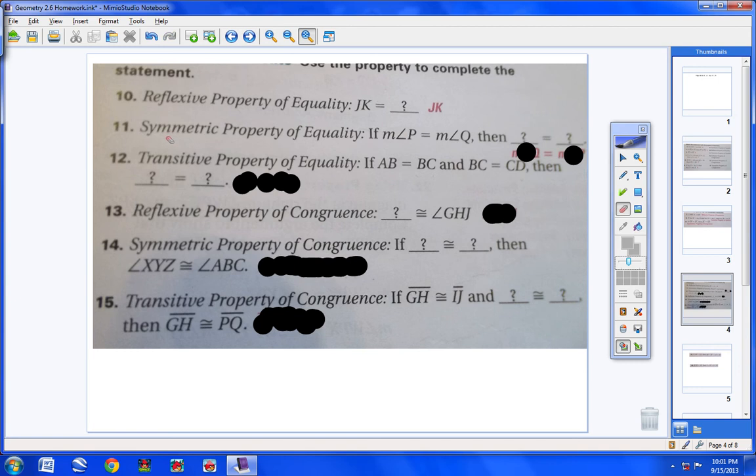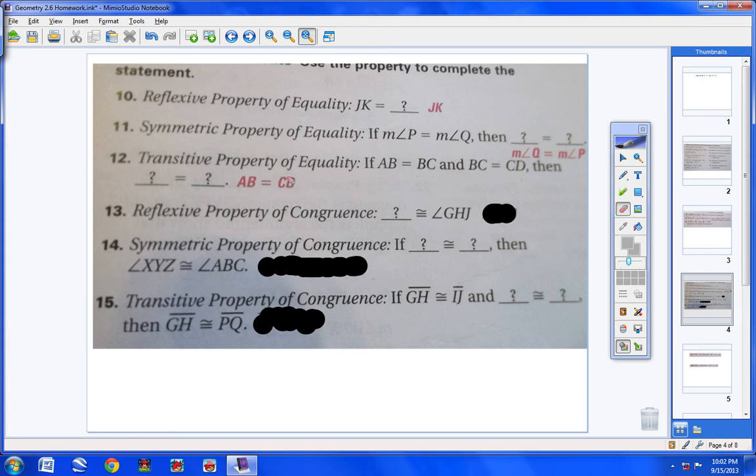All right, moving on to number 11, symmetric property of equality. If the measure of P equals the measure of Q, then the measure of Q equals the measure of P. That's symmetric, when these two swap places. Number 12, transitive property of equality. Now look, students, we have AB equals BC, BC equals CD, so then we would state AB equals CD.